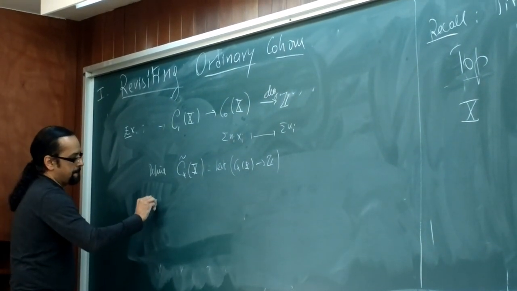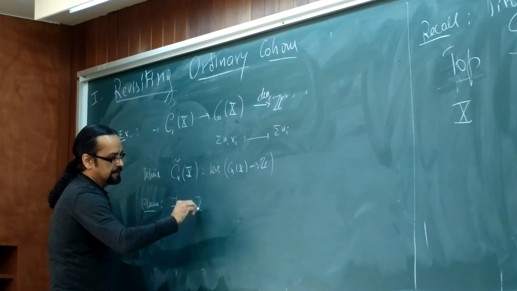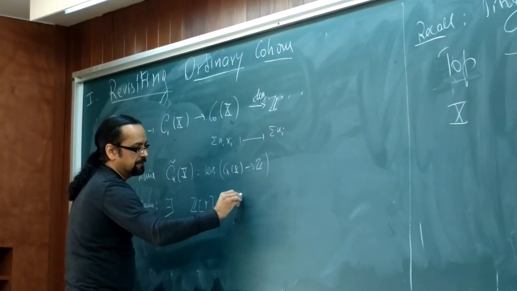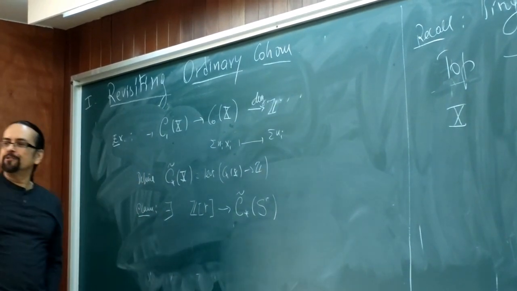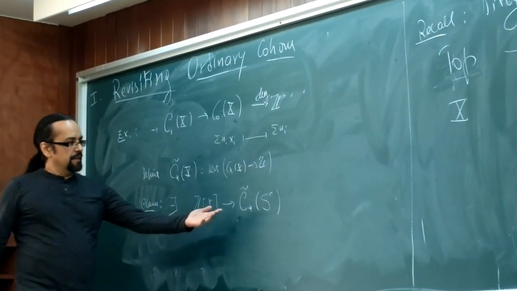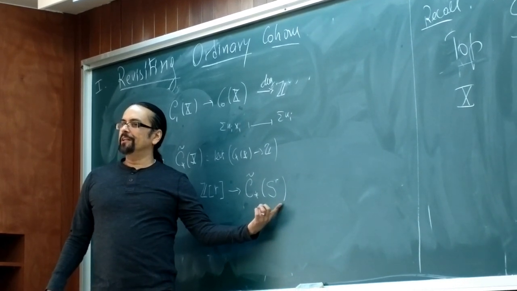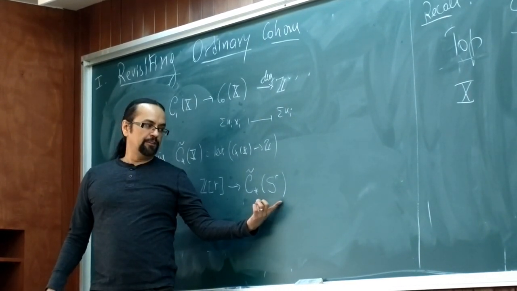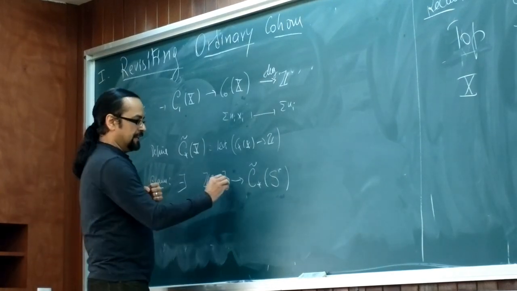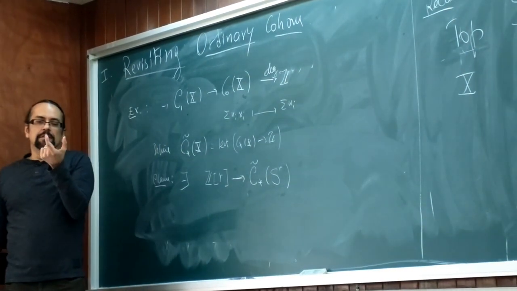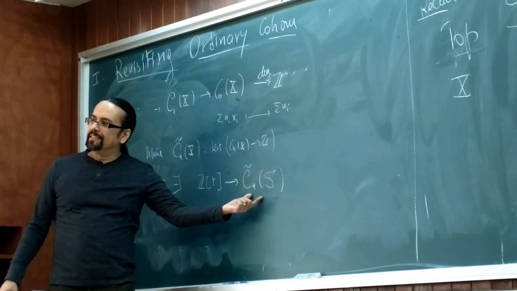And now I claim I can give a map of complexes from, say, Z shifted by R to this thing, and now I put this sphere S^R, the smash product of S^1 with itself R times. If you compute the homology of this complex, what do you get? You get the reduced homology of your sphere, which means you just get Z in dimension R and zero elsewhere, correct? So basically you just look at one cycle that represents the top dimension of homology here and send one to that, and that's it.